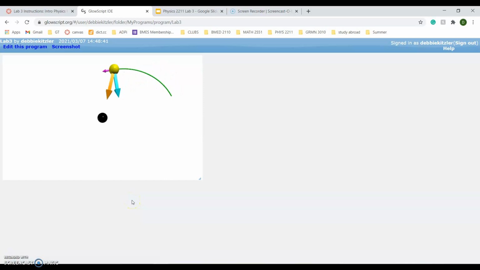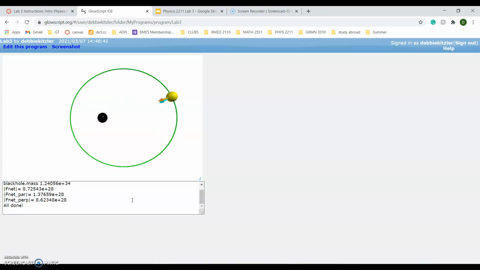As you can see, the three arrows pointing towards the black hole are indicating the change in momentum in the perpendicular and the parallel directions, and the orange arrow shows the net force.